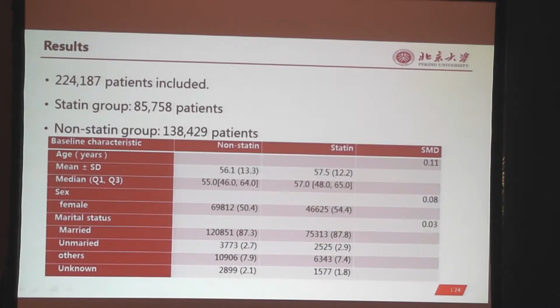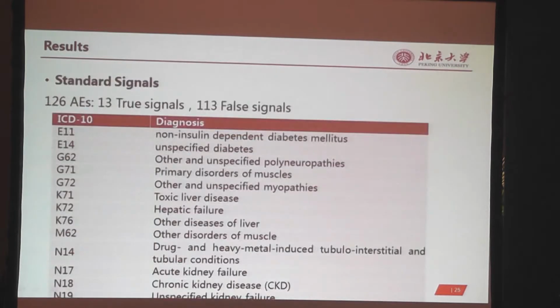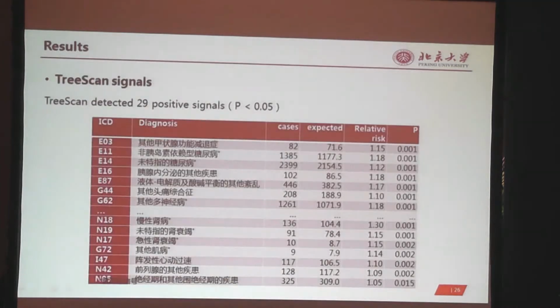I didn't list all these variables in it because it's too large. And after reviewing the studies about the safety of the statins, we finally established a standard signal set of 126 AEs, including 13 true signals and 113 false signals.